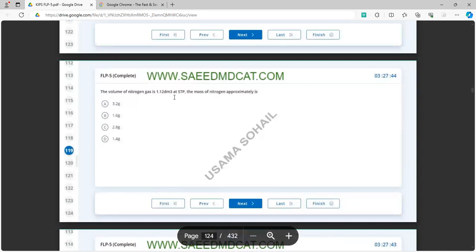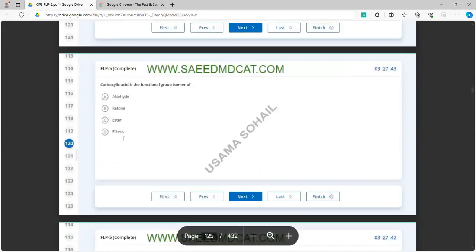In question 119, they've said that the mass volume of nitrogen gas is 1.12. We know that it's been halved because the normal volume of gas at room temperature is 24 dm cube, and the normal mass of nitrogen is about 28 grams. So it's been halved as well. So the correct answer will be D.